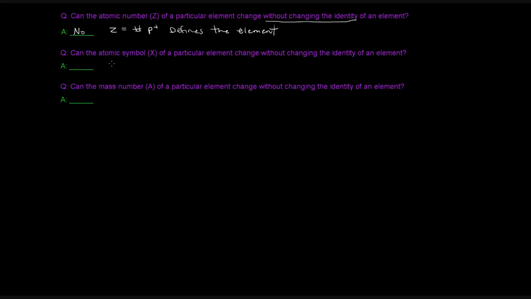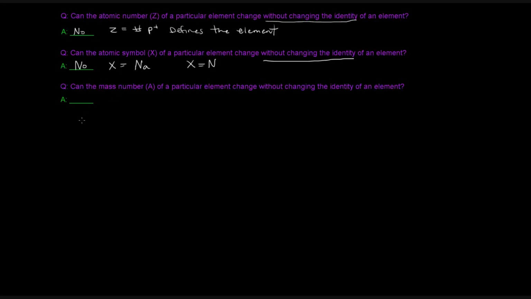Second question, can the atomic symbol X of a particular element change, again, without changing the identity of the element? Again, no. This is kind of just a different way, right? If X equals, I don't know, sodium, Na, then you have sodium. If you change the X, you no longer have sodium. If you change the X to N, then you have nitrogen. That's an entirely different element. So Z and X are kind of two different identifications, right? It's kind of like having two ID cards. It's like a driver's license and a social security number. They're both for you specifically, right? And no one else.